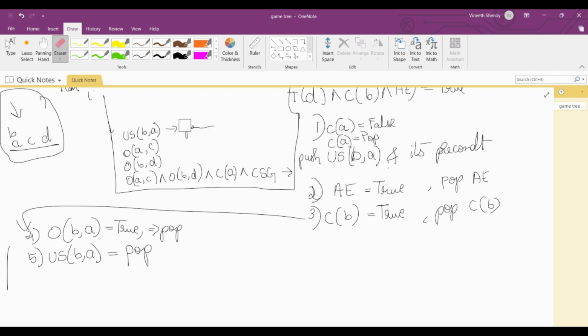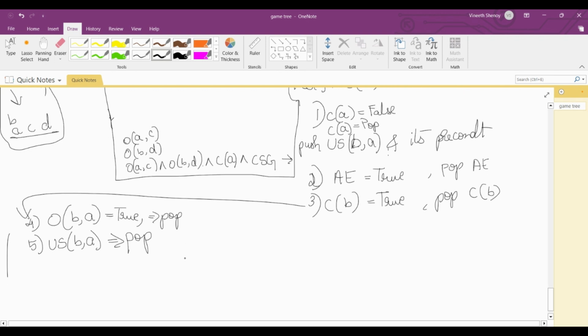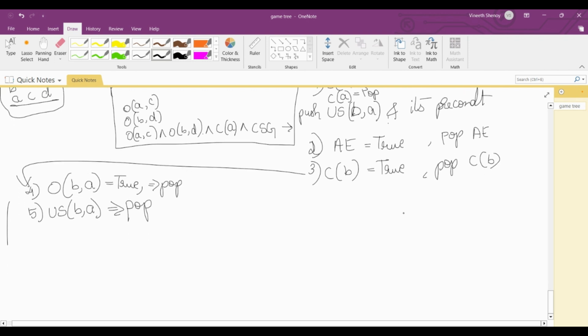So right now, unstack of b comma a is popped. So that's no longer there in the goal stack because we are performing the operation now. So this is popped and we'll perform it. Okay, we perform the operation. Now you can write the state 0 to state 1. I'll write here state 0 to state 1.